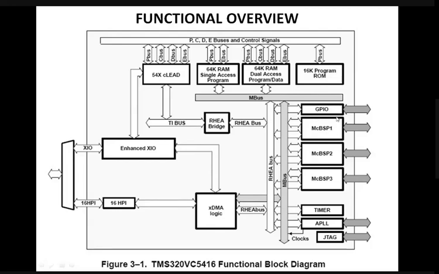the GPIO is general purpose input output, and there are timers and there is PLL, and there is some DMA logic, and enhanced IO, and HPI means host port interface, which is connecting the parallel ports with external peripherals, and a lot more. So in your DSP subject, we will be discussing this in detail, but I am just briefing you, which you can understand much better in your digital signal processing.